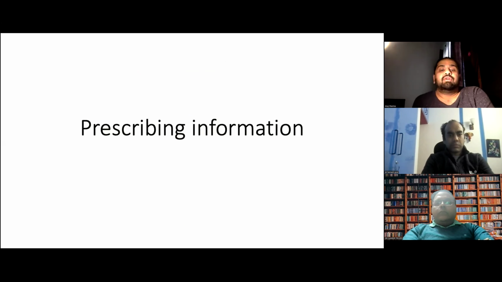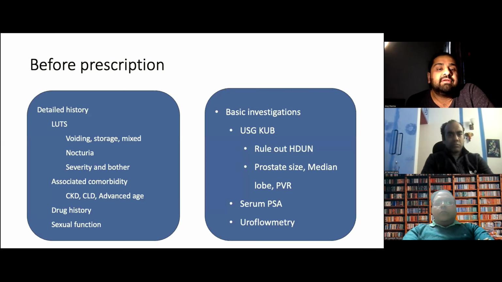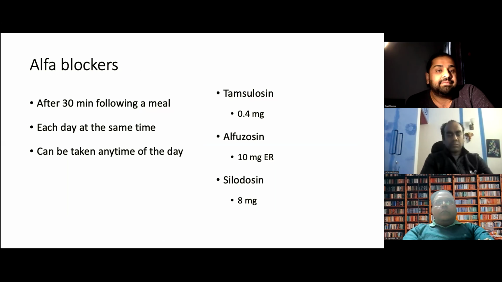So before prescribing, the information we have to keep in mind includes a detailed history. We have to have our scoring systems. We have to see whether it's voiding or storage predominant symptoms, and associated comorbidities of CKD and CLD, any drug history, sexual functions, all have to be taken carefully. The basic investigations are, again, the ultrasound to rule out any hydronephrosis and check the size of the prostate, serum PSA, and a uroflowmetry. So alpha blockers, as I mentioned before also, 30 minutes following a meal should be the ideal time. A single dose should be taken every day at the same time. And the drug dosages are as seen for tamsulosin, alfuzosin, and silodosin.